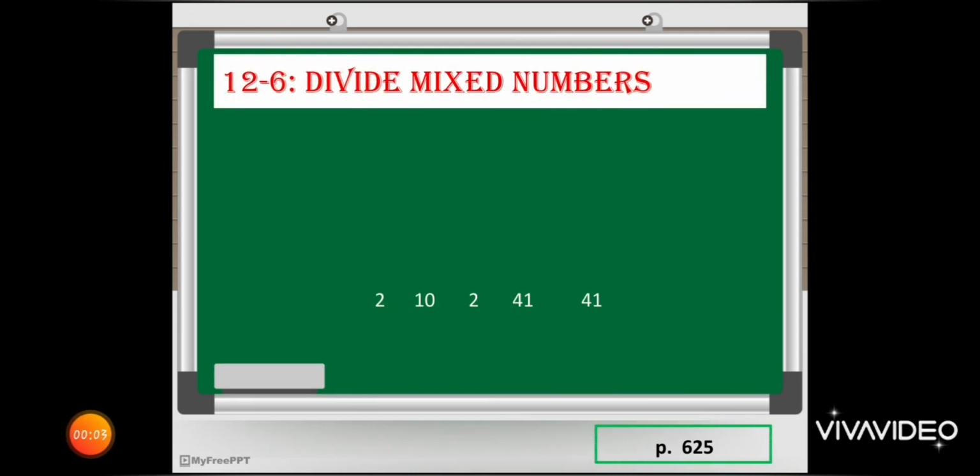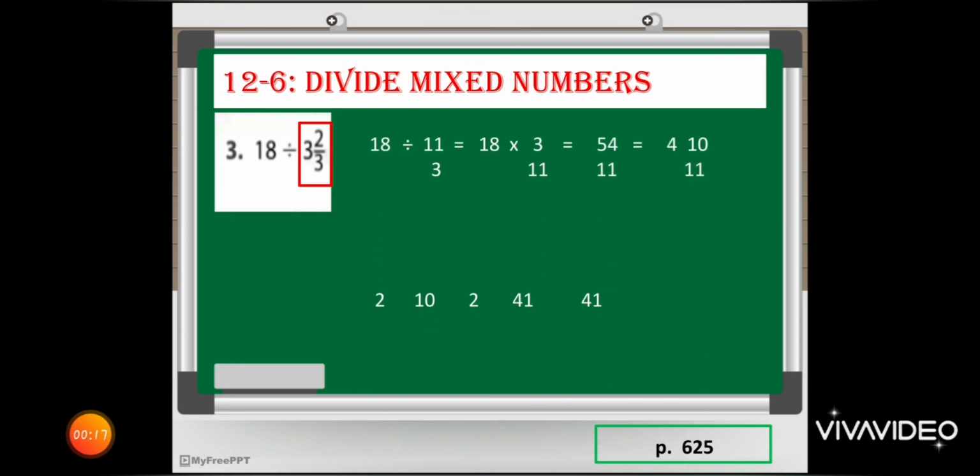Let me now explain the 2 numbers in the practice, number 3 and number 7. Take a look at number 3. This is dividing a whole number by a mixed number. So the first thing we have to do is to change the mixed number into an improper fraction. Our mixed number is changed into 11/3.